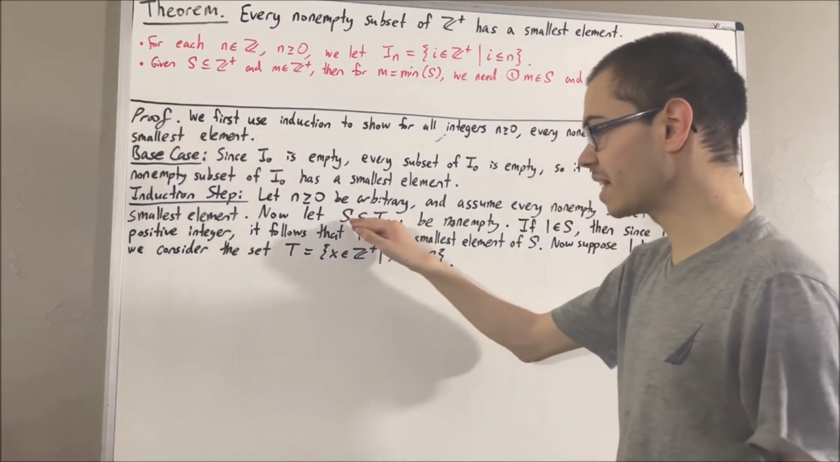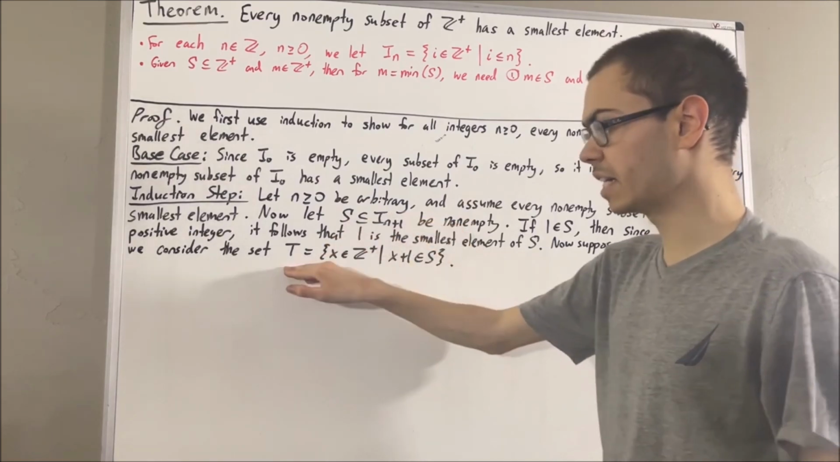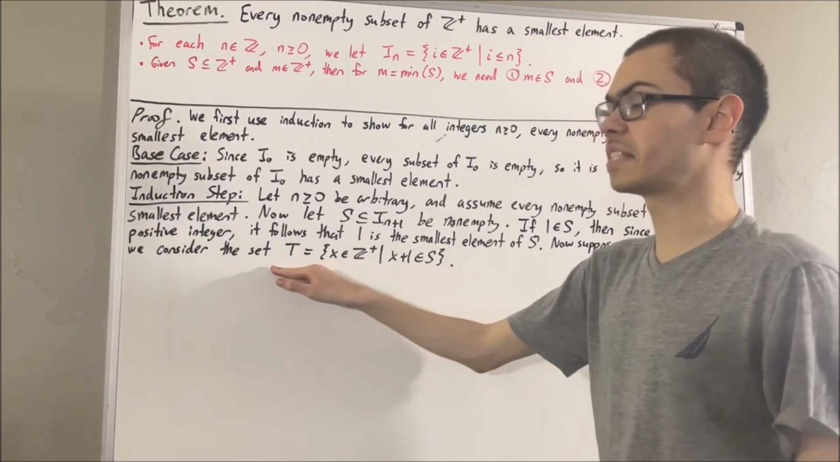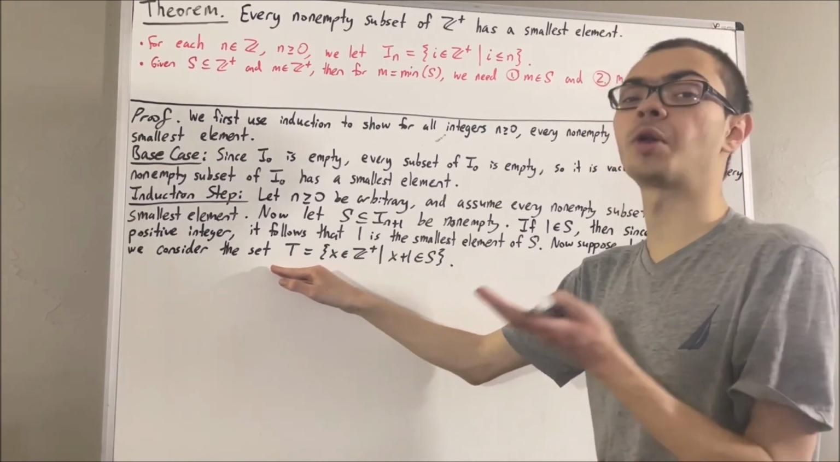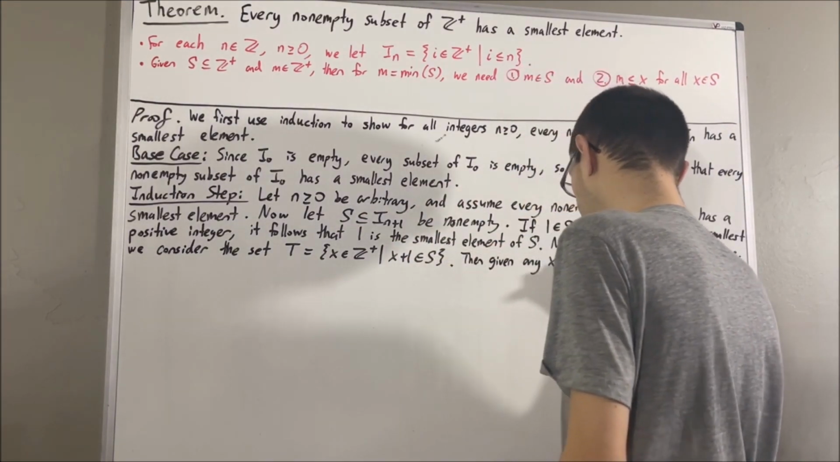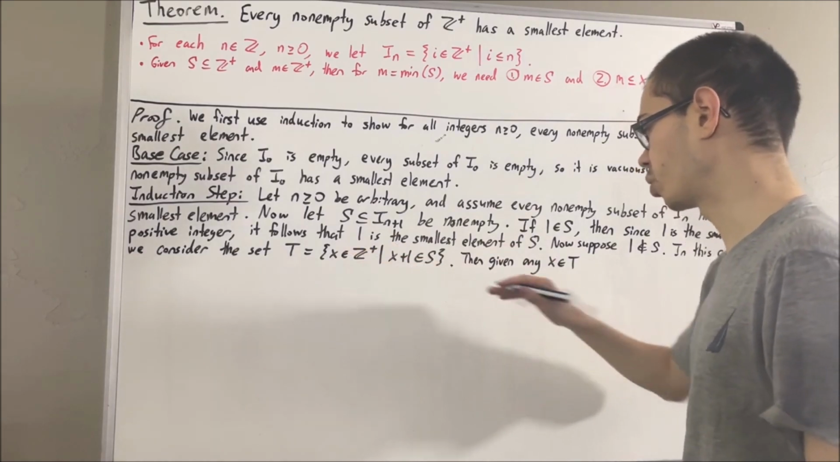So since S is a non-empty subset of I_{n+1}, we should then expect T to be a non-empty subset of I_n. So to show that T is a subset of I_n, if we consider an arbitrary element of T, called x, well then, by definition, x is a positive integer such that x + 1 is an element of S.